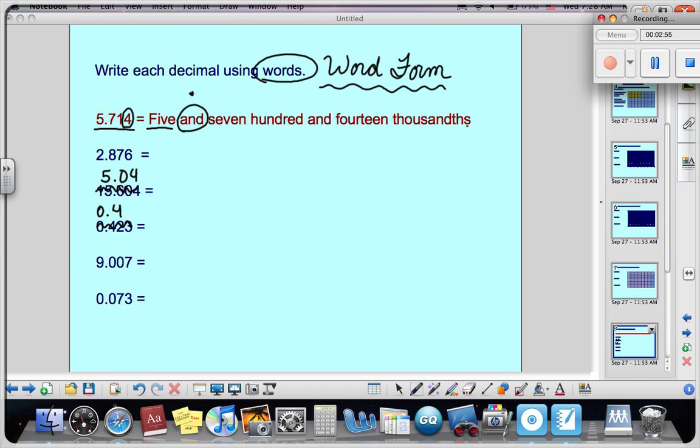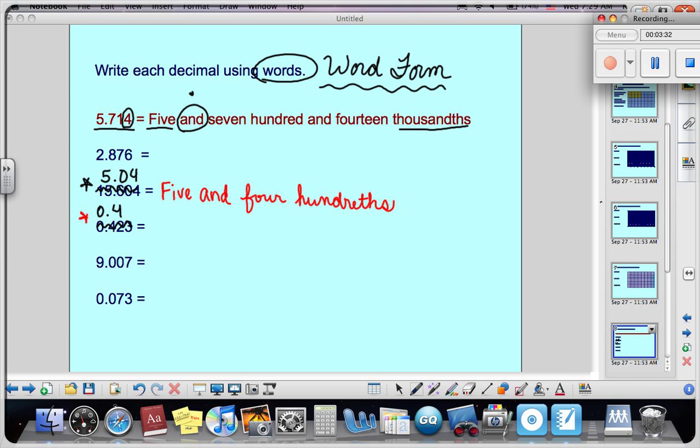Let's look at this one right here. 5.04 would be written as 5 and, now I have a 0 and a 4. My 4 falls in the hundredths. So it would be 5 and 4 hundredths. 5 and 4 hundredths. And let's look at this one right here.